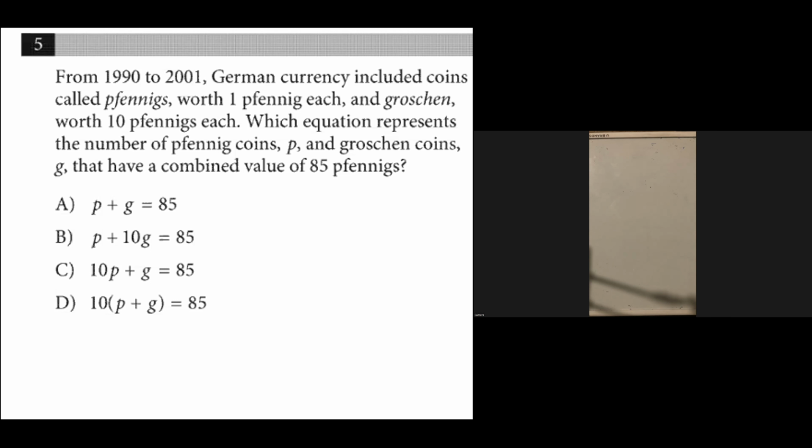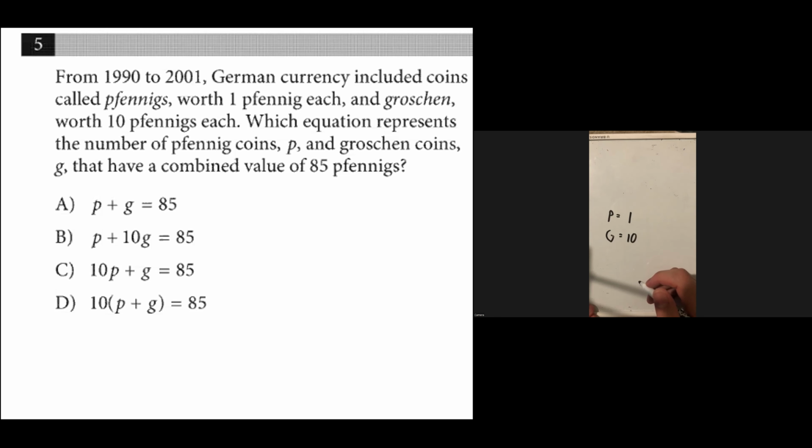Okay, so for question 5, we're given that there's two different types of currencies. There's P, which is worth 1, and there's G, which is worth 10 P, essentially, because it says each G is worth 10 of the P's each. Since P is equal to 1, it would be 10 times 1, so each G is worth 10.